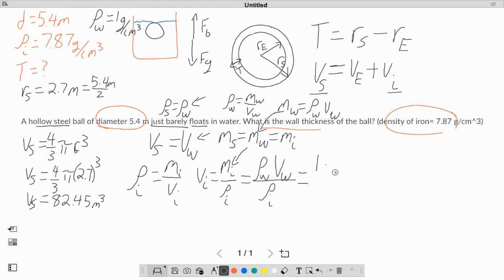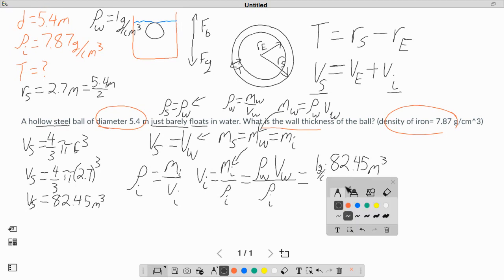The volume of water displaced would be the volume that we just calculated, because it's the same as our sphere volume, so it's 82.45 meters cubed in this case. This is 1 gram per centimeter cubed. Okay. Oh, wait.